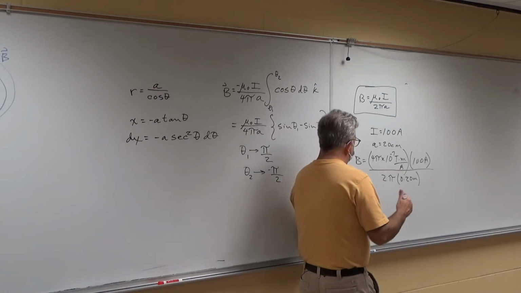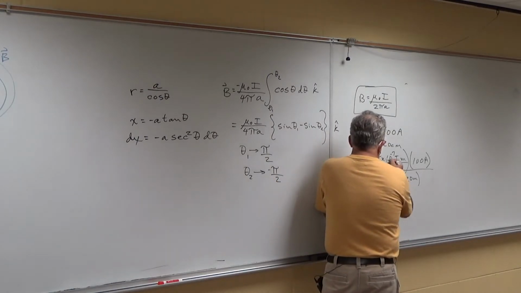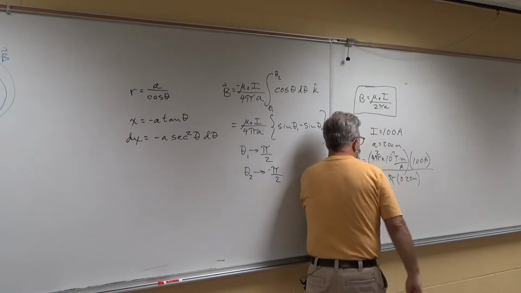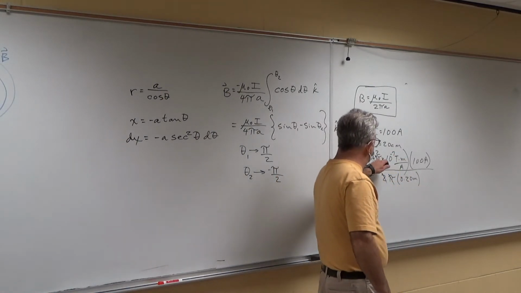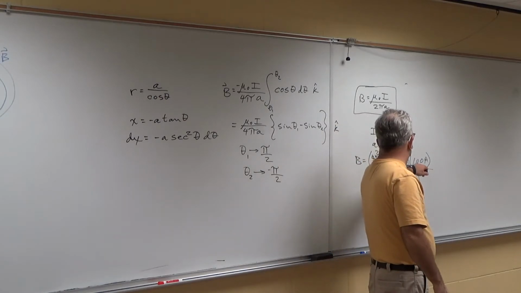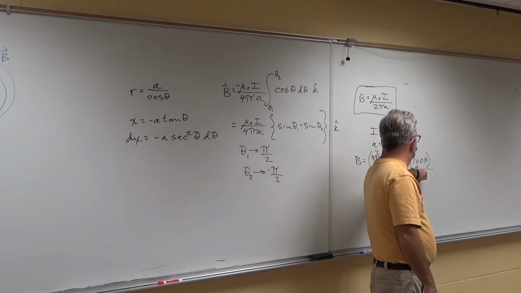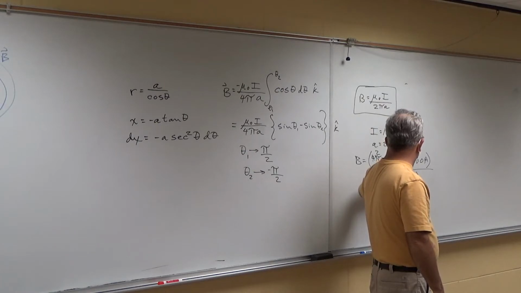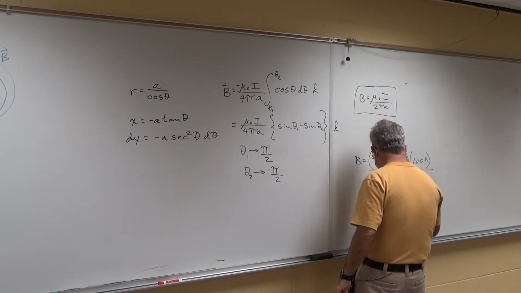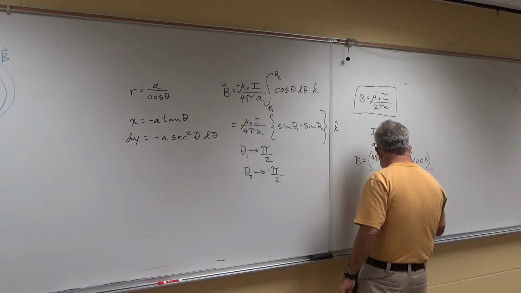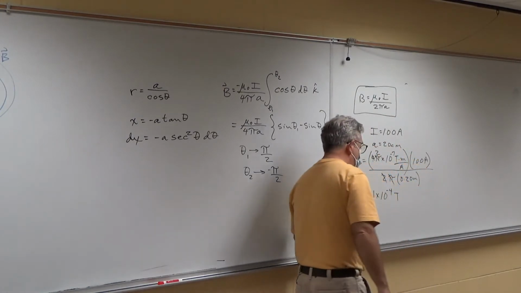All right, this is simple. 2 pi, that gives you a 2. So that's 10 times this, which is 10 to the 3. There's a 10 to the negative 7. I think this works out to be 1 times 10 to the negative 4 Tesla.